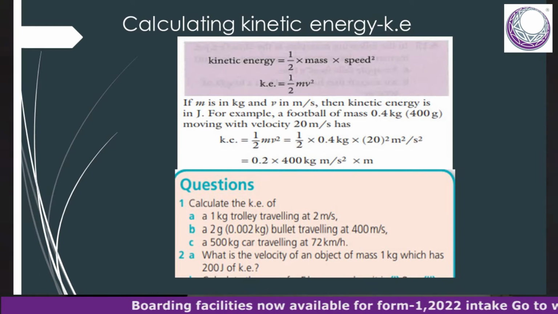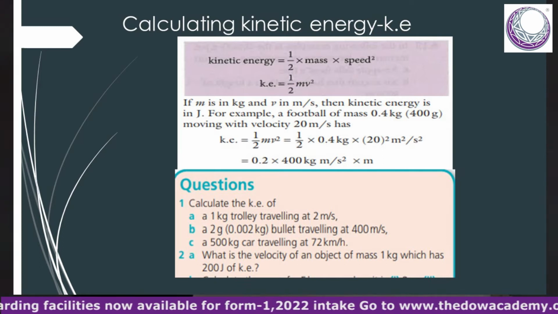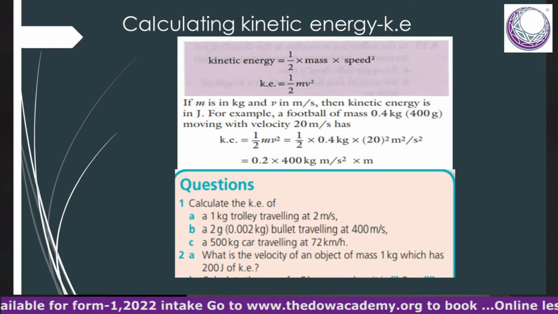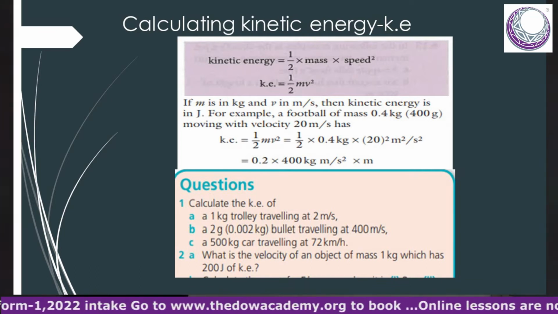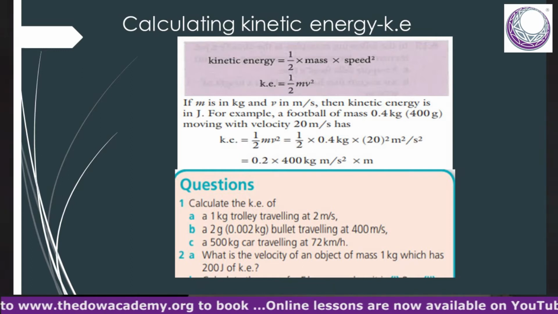A 2 gram bullet traveling at 400 meters per second. A bullet which has been fired is of 2 gram. Then you are given the speed. You can use a simple calculation for KE.